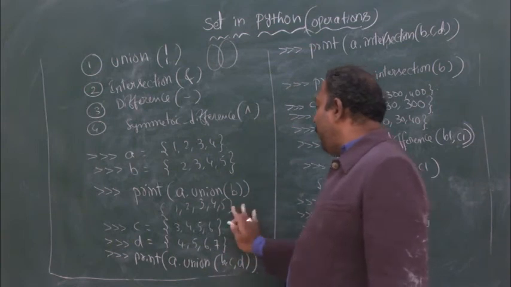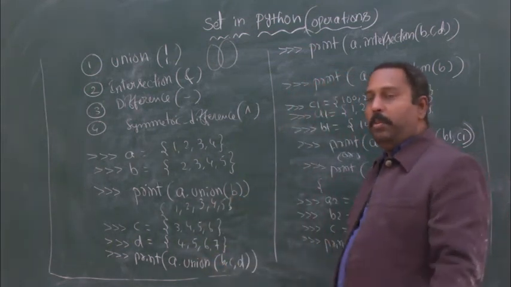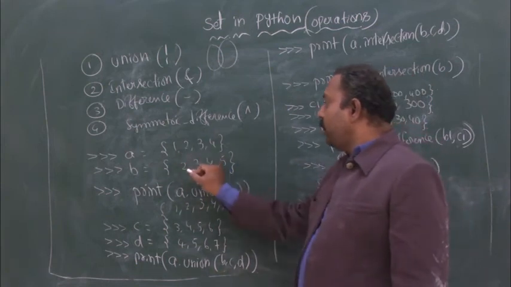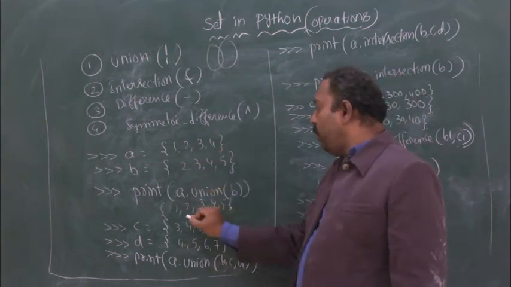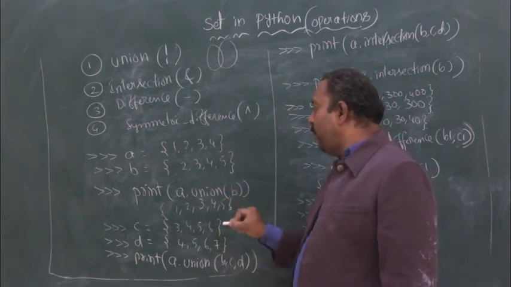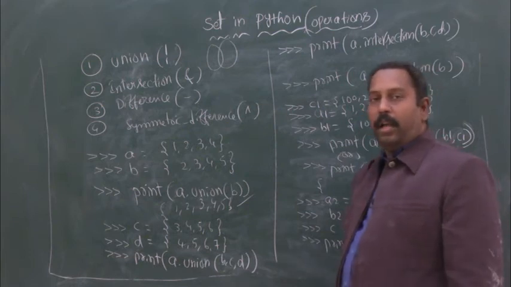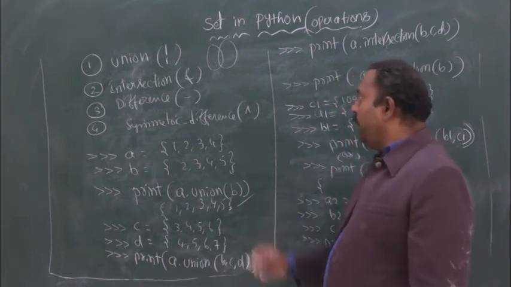It will just eliminate duplicates. Since 2 is contained in both, it will take only one 2. 3 is also in both, so it will take it once. 4 also it will take only once. So the output you will get is 1, 2, 3, 4, 5. So this is the union.